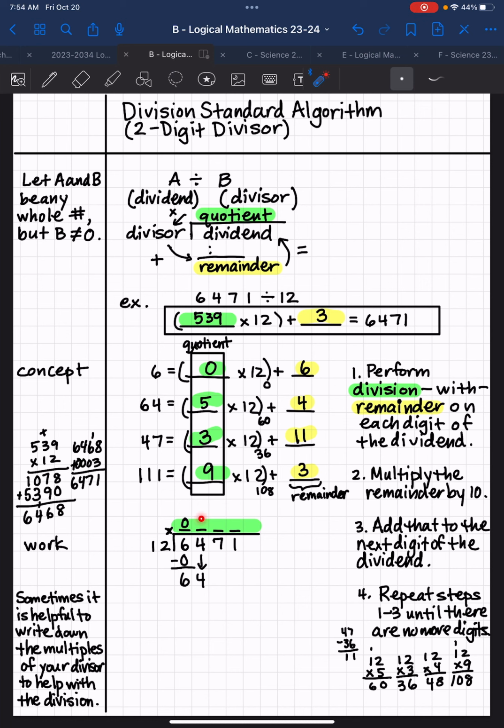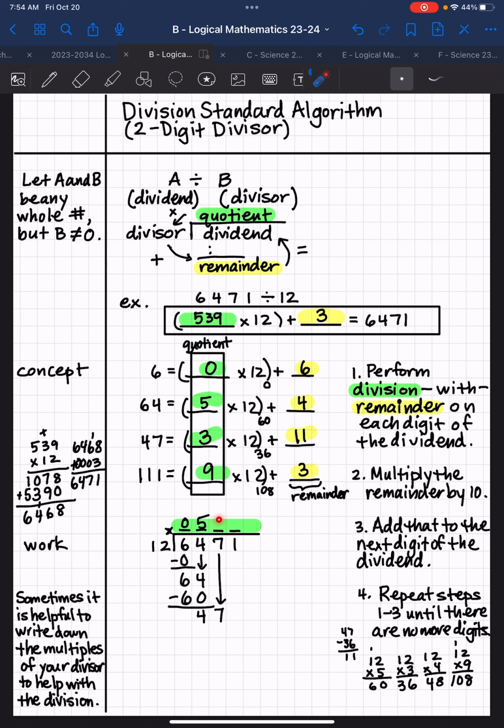All right, now we ask how many copies of 12 are there in 64, or what number times 12 won't pass 64? Well, the maximum number is 5. So we're going to put a 5 right there. 5 times 12 we know is 60. So we write the 60 underneath the 64. And we perform division. Now it's time for the remainder. 64 minus 60 is 4. Okay? And that's that 4 right there. Then we multiply it by 10, 40, add it to the next digit, 47, or steps 2 and 3 allow us to simply pull down the next digit.